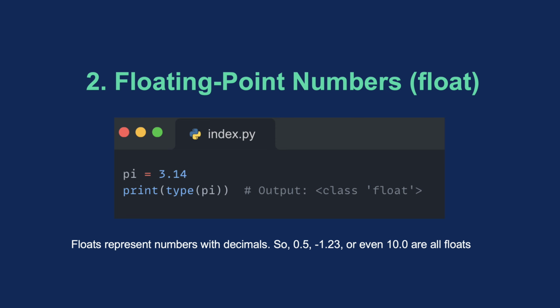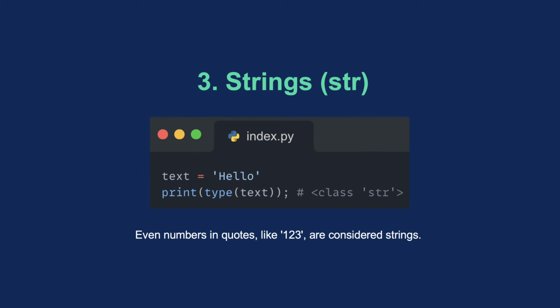The second data type is float. This time we assign 3.14 to the variable pi. When we check its type, Python says class float, which means it's a float. Floats represent numbers which have decimals, so 0.5, -1.23, or even 10.0 are all floats, as long as it contains a point.